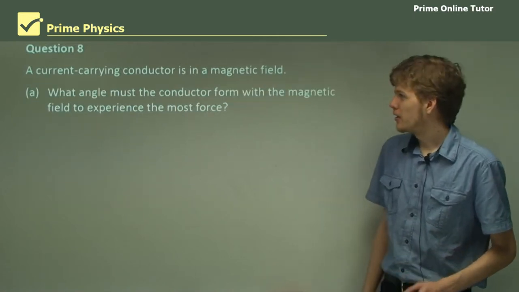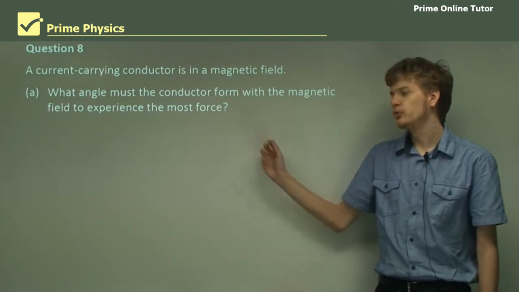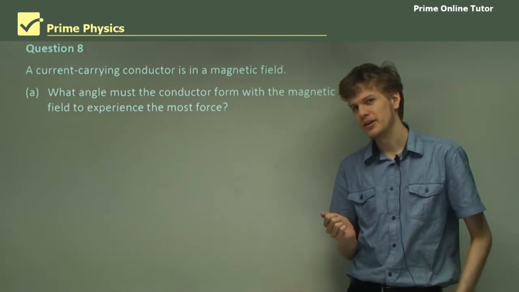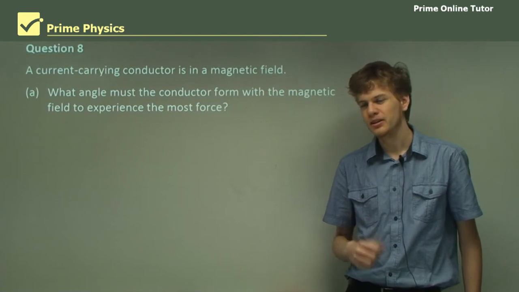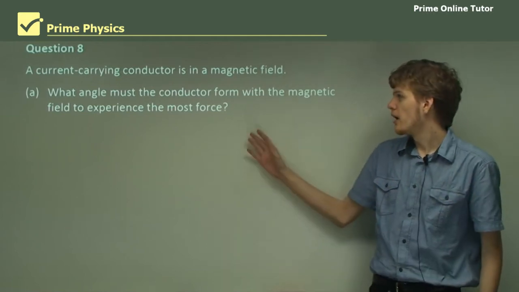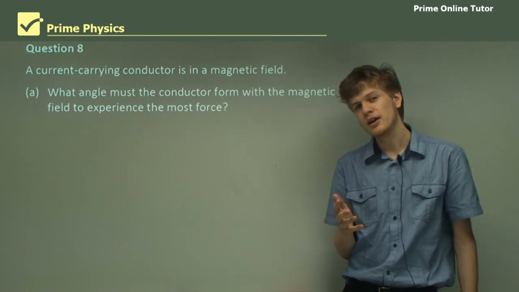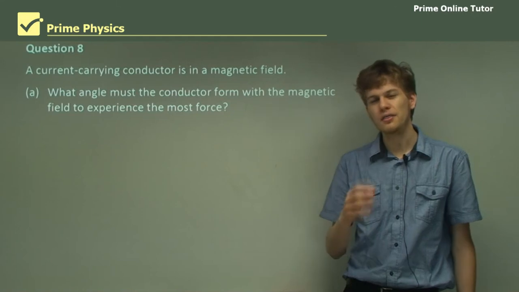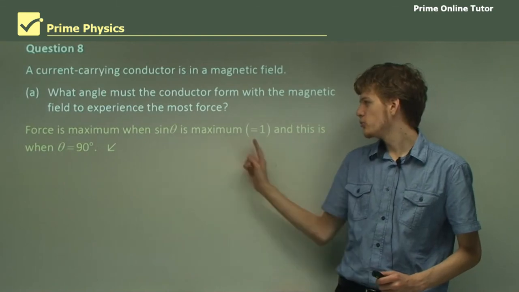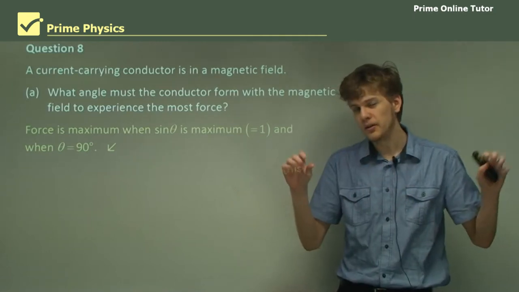Question 8. A current carrying conductor is in a magnetic field. Oh, sounds familiar. What angle must the conductor form with the magnetic field to experience the most force? So this is concerning the theta in our equation, right? F equals BIL sine theta. So what we're trying to do is make that sine theta the biggest number we possibly can. And that happens when? That's right, sine theta is 1 and theta is 90 degrees. So force is maximum where sine theta is 1 and the angle is 90 degrees. So that is, the wire has to be perpendicular to the magnetic field.